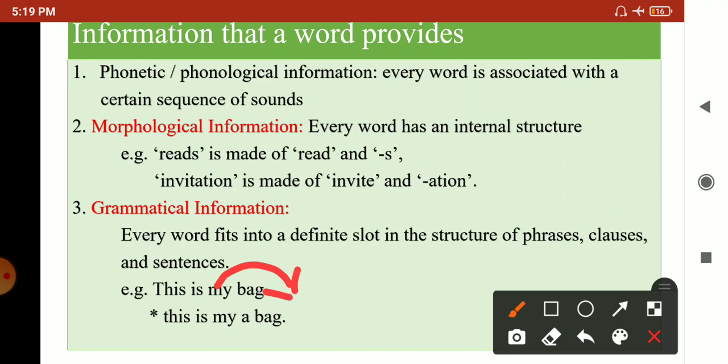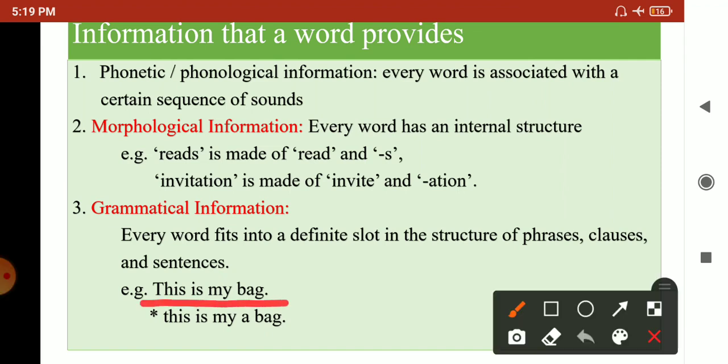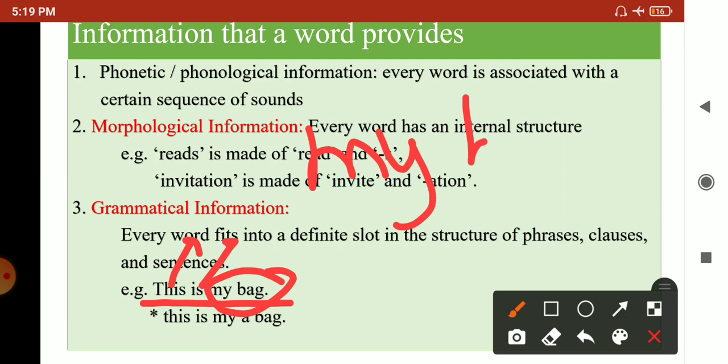Word orders are also fixed in English. You have to follow the word order, and then only can you create a meaningful sentence. In this example, the word order is followed. So you have subject, then verb, and then object. My bag is the object. Even "my bag" is a phrase because it is formed with the help of two words.